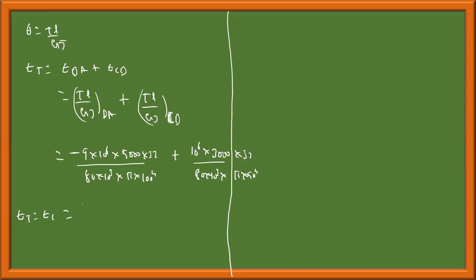How much you got? Is it 3.8197 into 10 power minus 3? 3.819 into 10 power minus 3. 3.8 into 10 power minus 3.